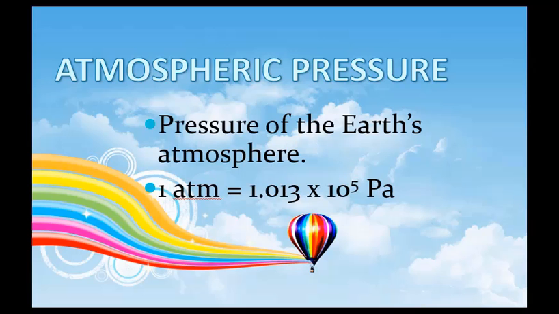Okay, now let's talk about atmospheric pressure. As we have mentioned, atmospheric pressure is the pressure of the Earth's atmosphere. So this talks about the weight of the column of air. And then 1 atmosphere is equivalent to 1.013 times 10 to the 5th Pascal.